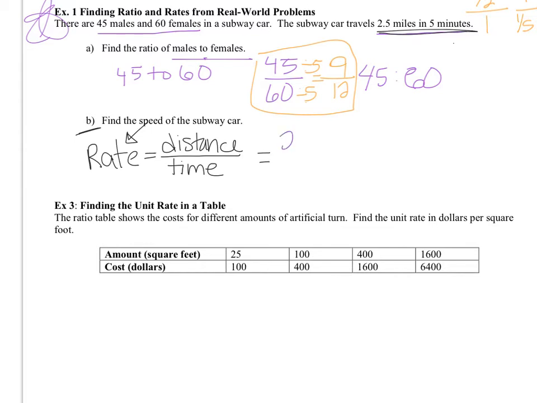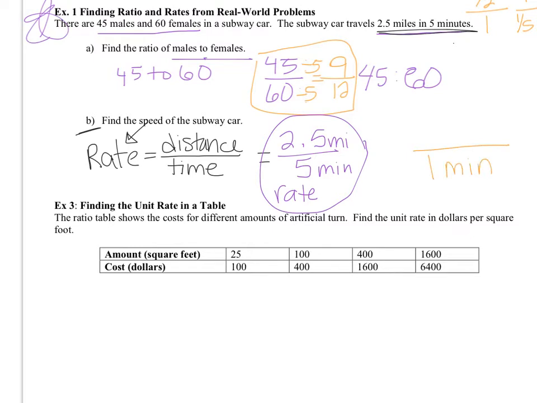So distance is 2.5 and our time is 5 minutes. So this is the rate right here. If I put the miles over the minutes, we have a rate. But what if I wanted to find the unit rate? What would I need to do? Remember, unit rate is when our denominator is 1. So how do I turn the 5 into a 1? Well, we divide by 5. So 5 minutes divided by 5 is 1 minute.